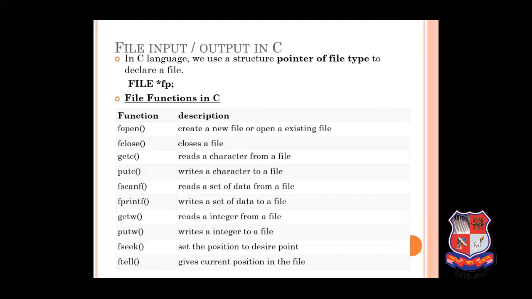Fseek sets the position to the desired point and then it will start reading or writing. Ftell gives the current position of the file. The file pointer's current position it will give.